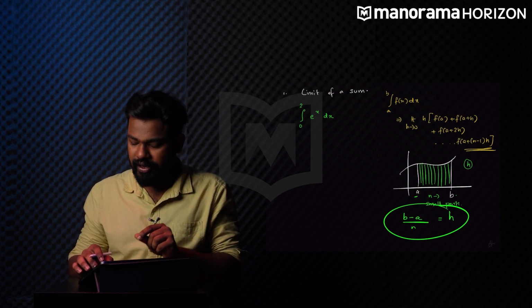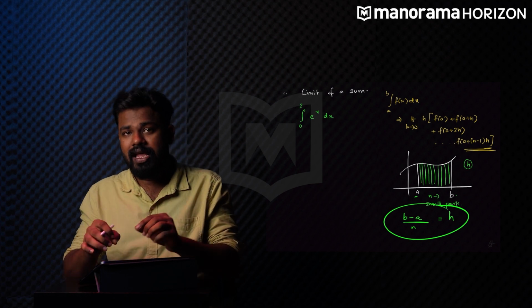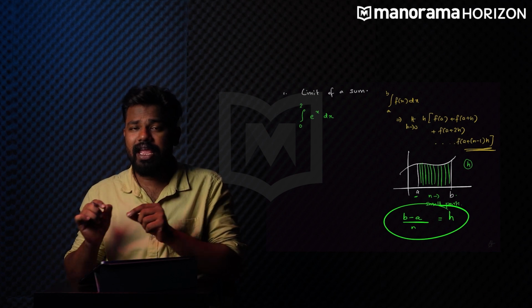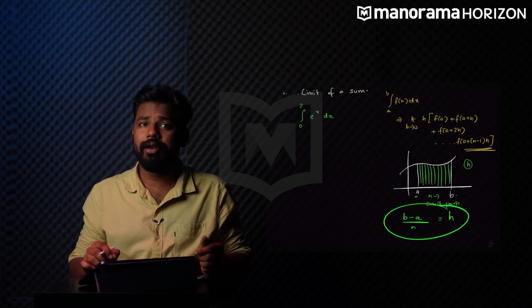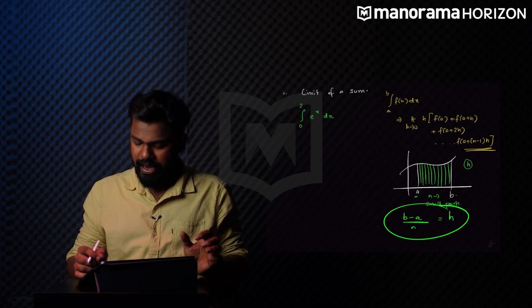So, look closely here. You have to have a relation between n, that is the number of parts, h, the width of each of the small part of the rectangle, and a, b, which is the lower limit as well as the upper limit of the given integral. So, b minus a by n is equal to h, a very important formula.